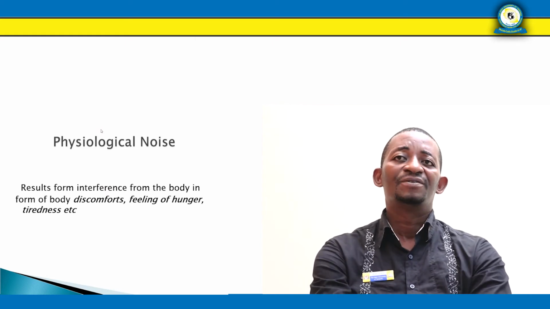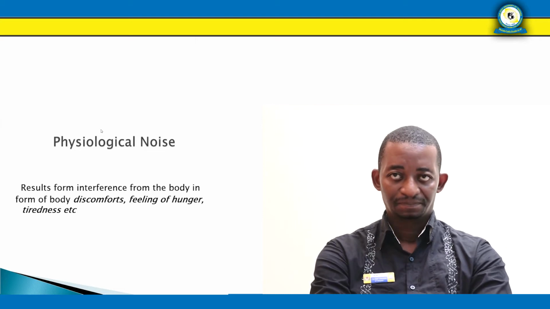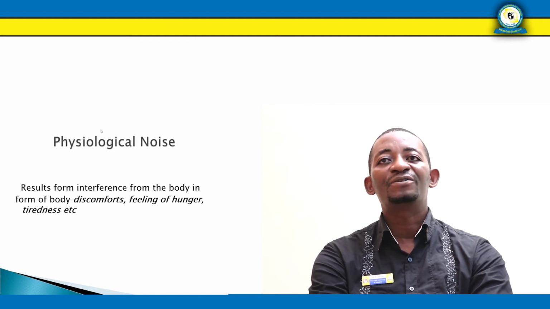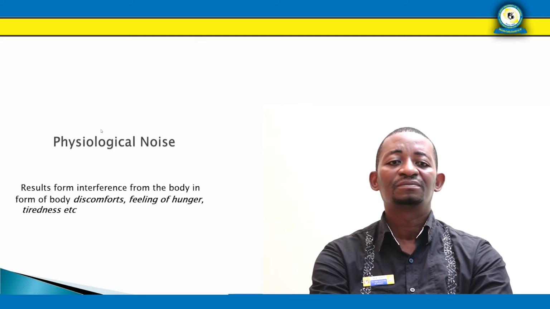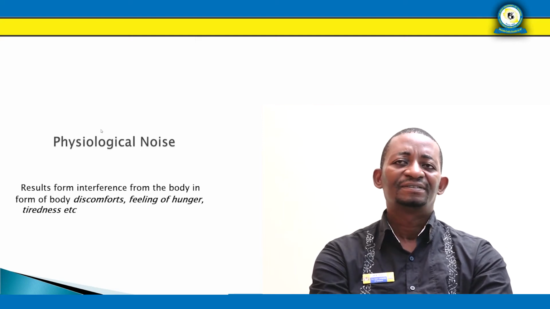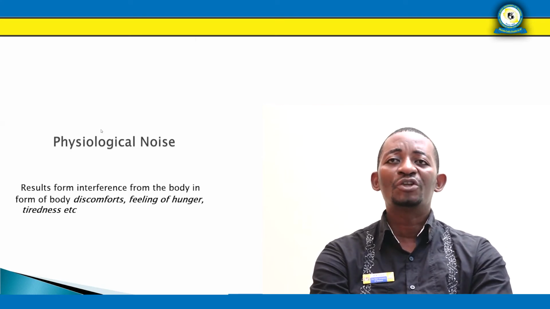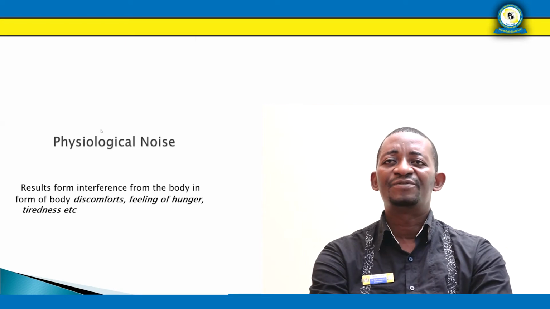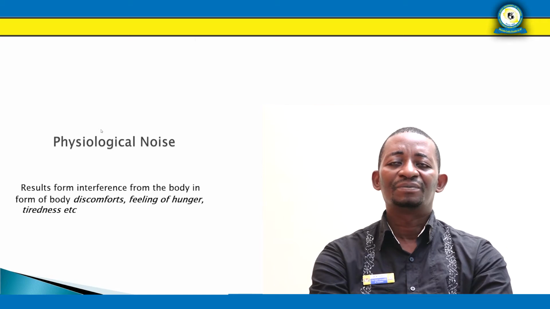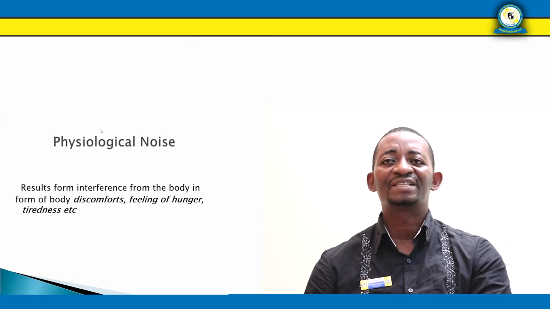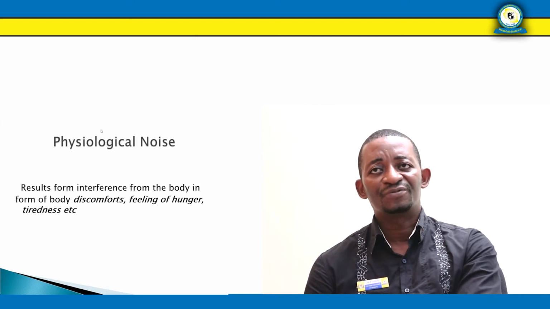But we also have physiological noise. That is interference from the body in the form of discomfort, feelings of hunger, for example, tiredness, boredom, etc. So with physiological noise, you find somebody is very tired and can't even read the newspaper. Somebody is feeling hungry, tired, etc. That is physiological noise, and it could create a barrier to effective communication.